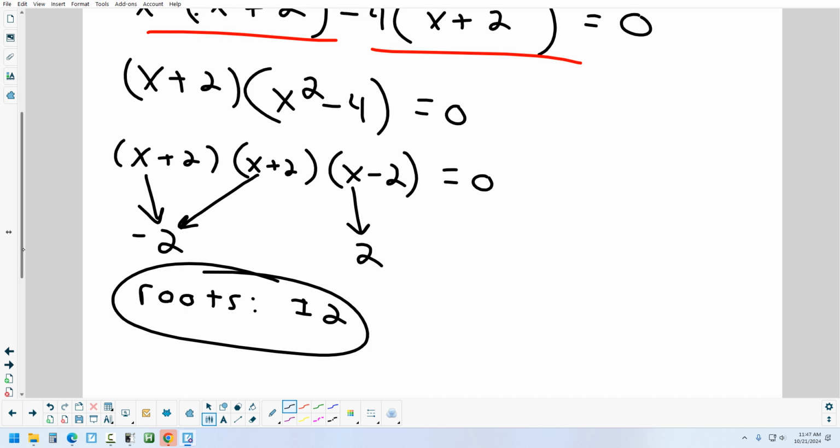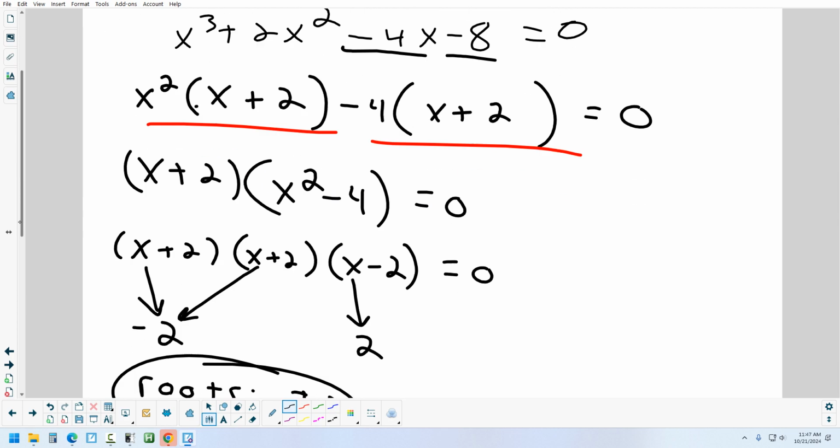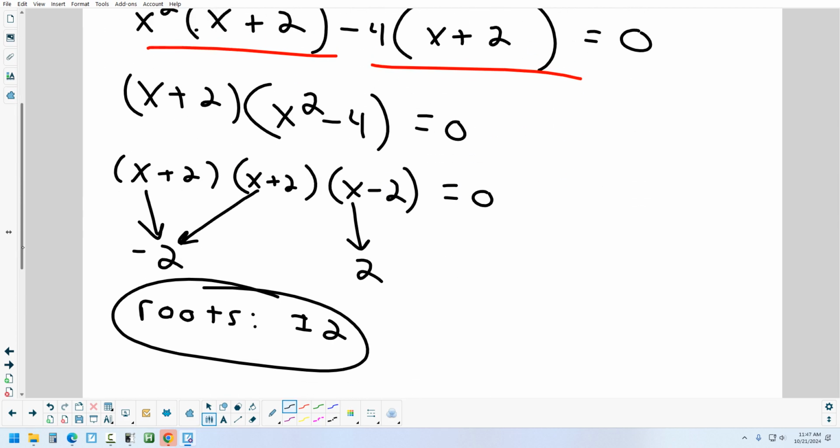So tomorrow, I'm going to show you a slightly faster way to do long division. But the downside is it's like the remainder theorem. It only works some of the time. But when it does work, it's a lot faster than long division. It's called synthetic division. So we'll look at that tomorrow.